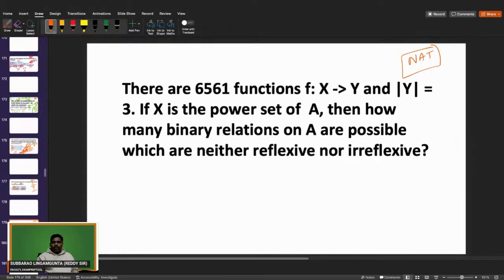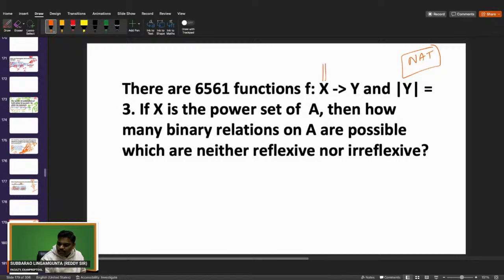Yeah, good evening everyone. There are 6,561 functions from X to Y. Size of Y is 3. If X is the power set of A, then how many binary relations on A are possible, which are neither reflexive nor irreflexive? I'm giving the answer. Can everyone see this?